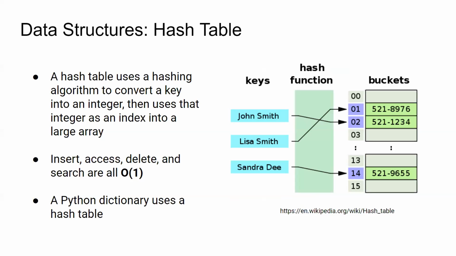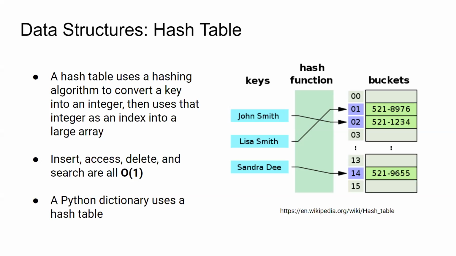So Python dictionaries actually use hash tables behind the scenes, and that's one of the reasons you can't use a mutable type as the hash. It has to be an immutable type in order to be used in a hash algorithm. And hash tables are nice because insert, access, delete, and search are all O of 1.